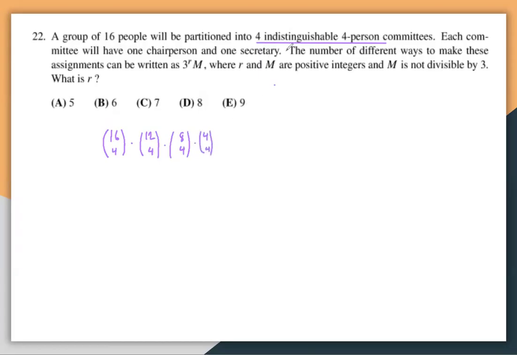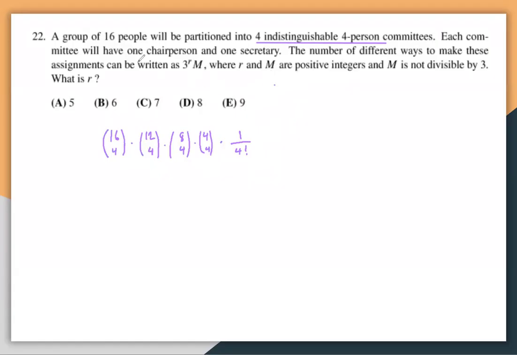But we are told the groups are not distinguishable. When you do it this way, you're actually counting as if those groups are distinguishable. So we need to fix this overcounting by dividing by the number of ways that four groups can be arranged, which is 4 factorial ways. So we multiply by 1 over 4 factorial to fix the overcounting. And this is the way that we can make these groups.